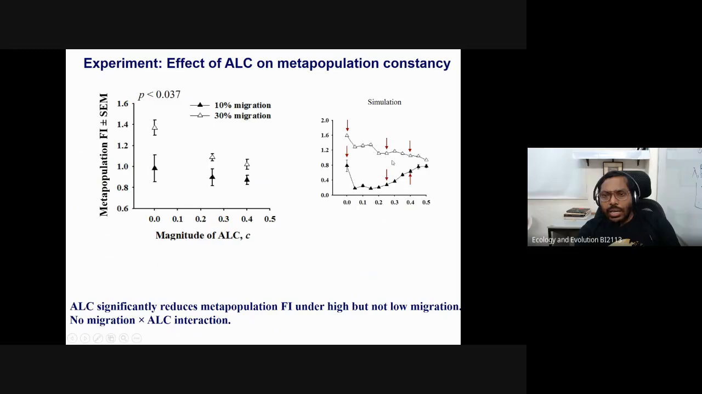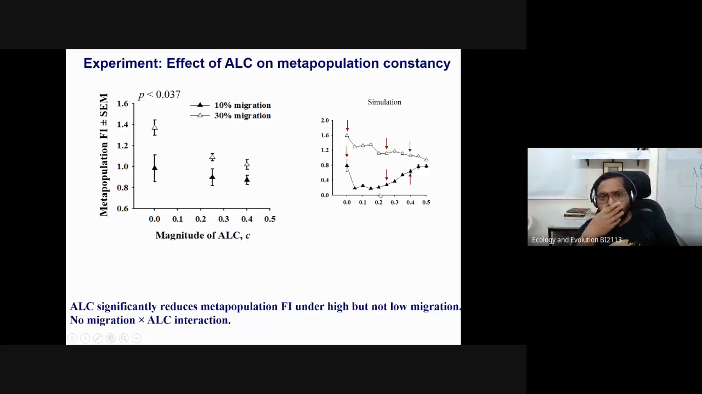So again, here is the simulation. In this case, this upper one is the 30% migration, and you can see on the x-axis that the fluctuation index here is always expected to be greater than the fluctuation index for the 10% migration metapopulation.